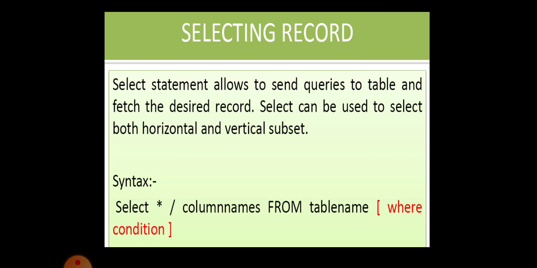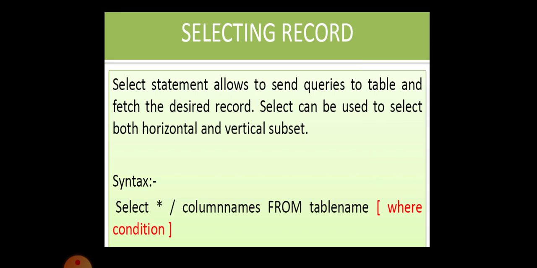The select command can be used to select both horizontal and vertical subsets. That means if there are 100 records of employees, then we can select according to our wish. We can select 10, 12, 13, etc. If there are 5 or 6 columns, we can select only 1 or 2. So that is what is meant by that particular sentence: the select command can be used to select both horizontal and vertical subsets.